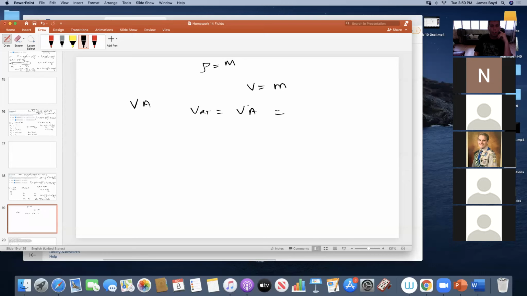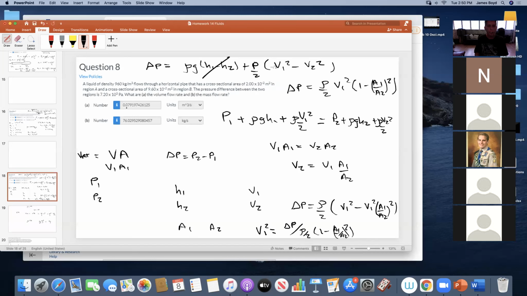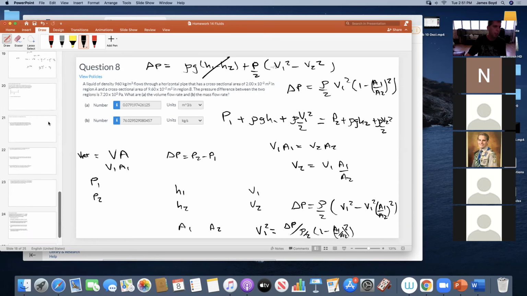The volume flow rate is the velocity times area, which is meters per second times meters squared, which gives you meters cubed per second, or volume per second. If we multiply rho times V times A, we get meters cubed per second times kilograms over meters cubed, and that is kilograms per second, which gives us the mass flow rate. So all you have to do is take your volume flow rate and multiply it by the density to get the mass flow rate. Sorry about that, I was being crazy.